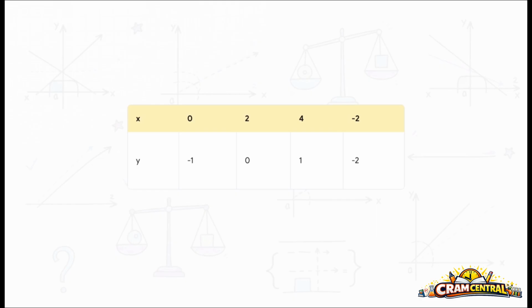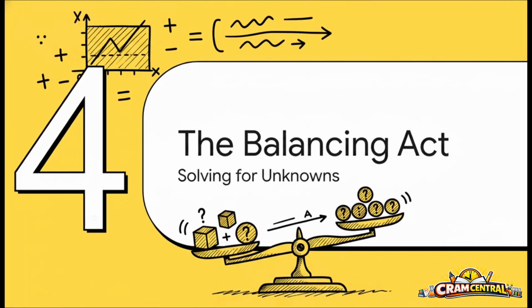We just keep doing this to generate coordinate pairs, like 2, 0 and 4, 1. Once we've got a few of these pairs from our table, we simply plot them on our grid, connect the dots, and boom, we've drawn our perfectly straight line. Section 4. The balancing act.